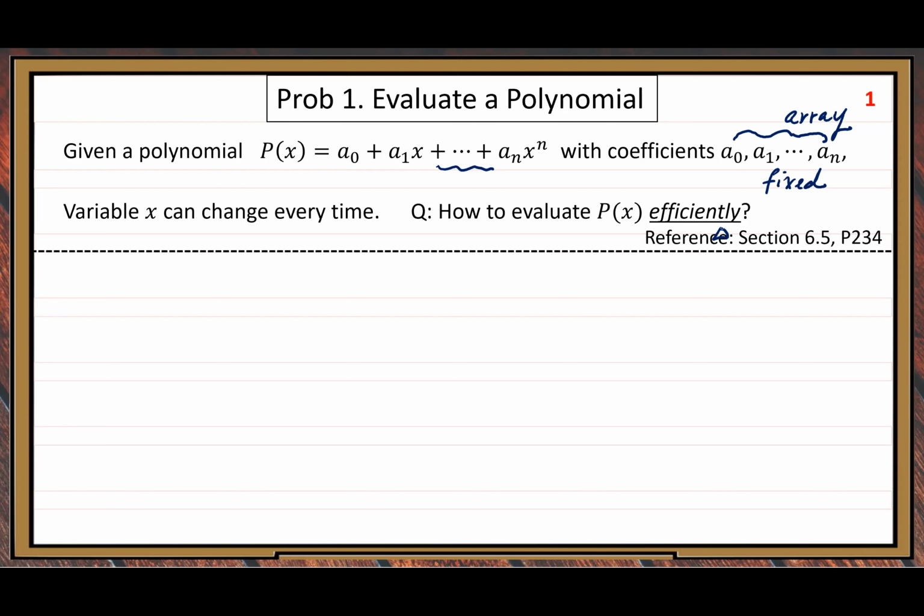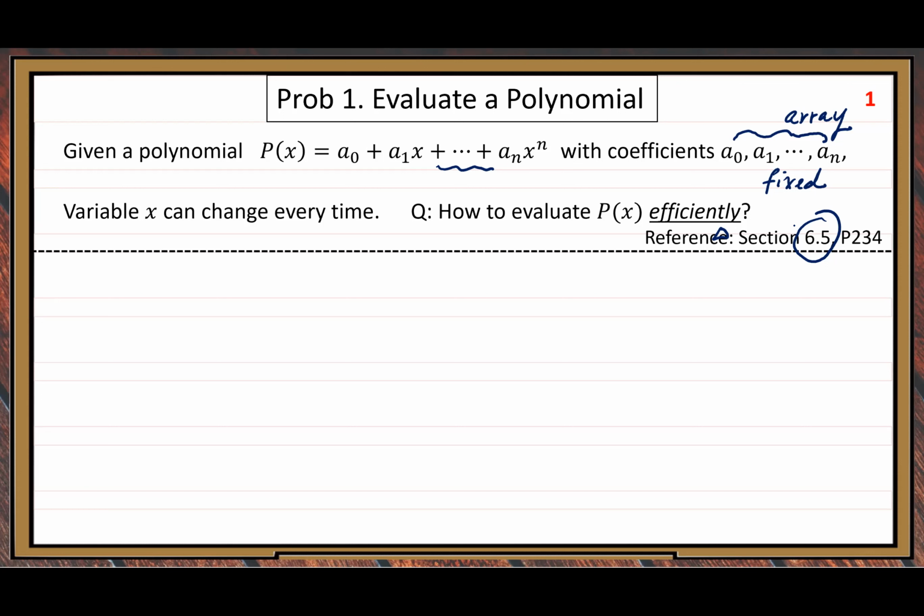Here I'll give you the reference in our textbook. You can see I jumped to section 6.5 immediately. So in our first problem, I jumped to a very late section, chapter 6, section 5. The page number I also give to you so you can read the text there.